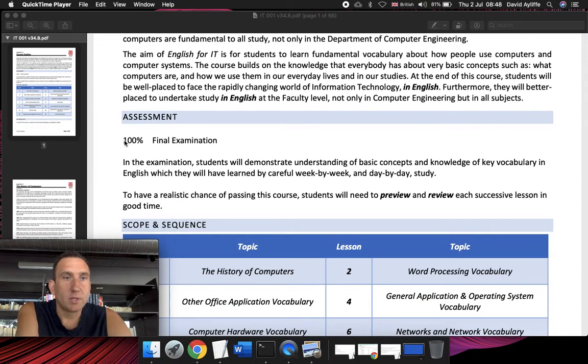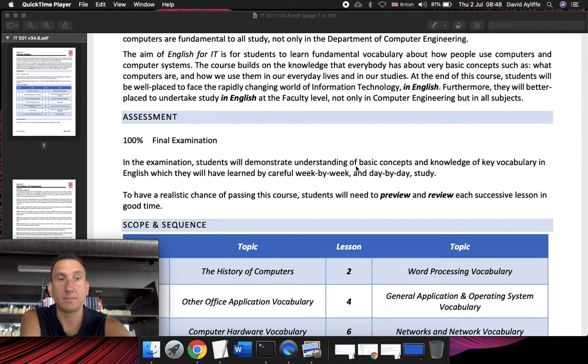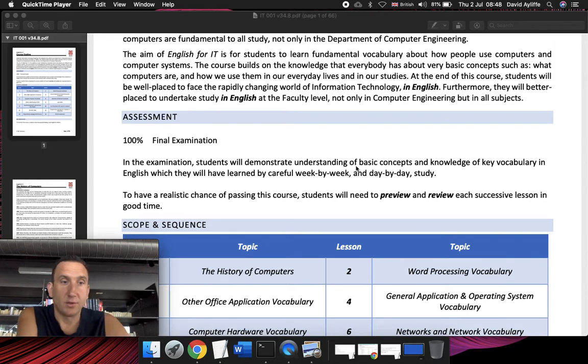About the course, then: 100% of this course is a final exam, and in that final exam you can use this booklet, you can use any website, you can use your notes. It's what we call an open book exam. So there are no excuses for failing this elective. We're giving you every opportunity to pass.